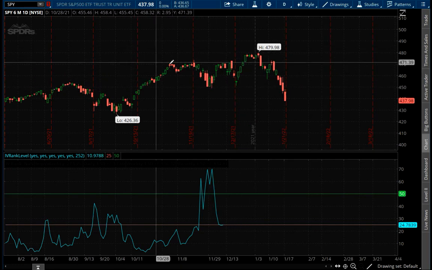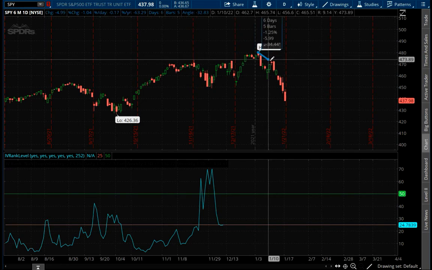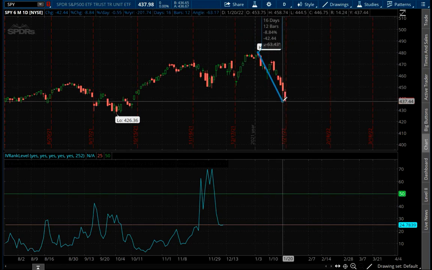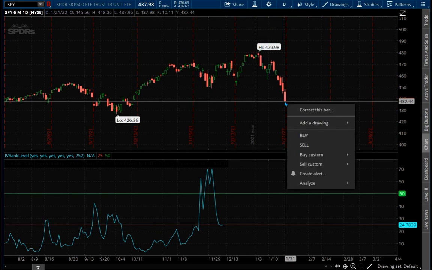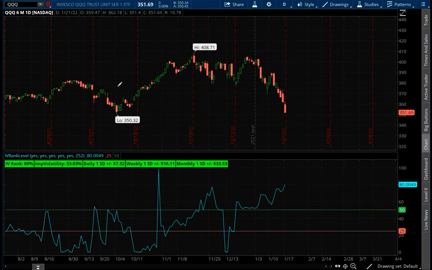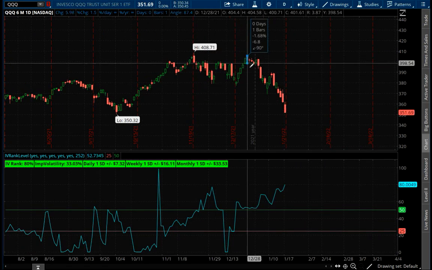So right here, we're looking at the S&P 500. If I just do a little chart here, you can see, if you look in this box, it'll show you how much it's moved and how long. So you can see it's moved 8.84% down in 17 days. So we've gone about 9% down in the last 2.5 weeks. Quite a big move. If we look at the NASDAQ, do the same thing.